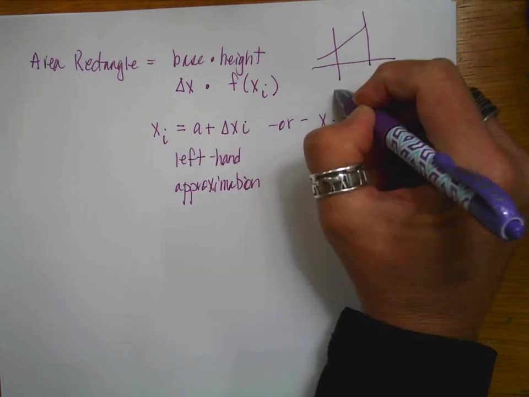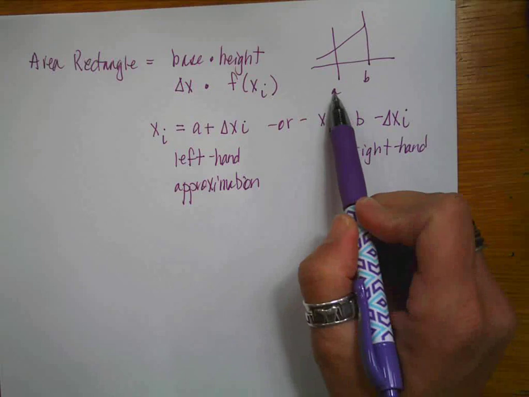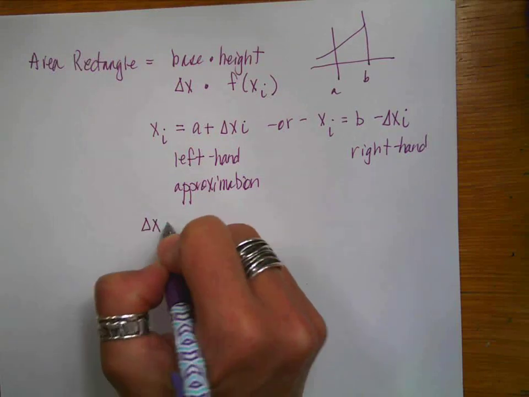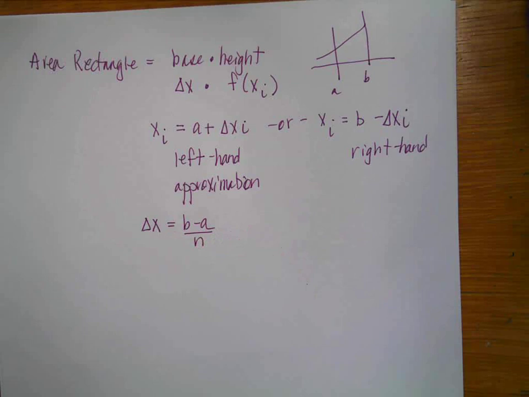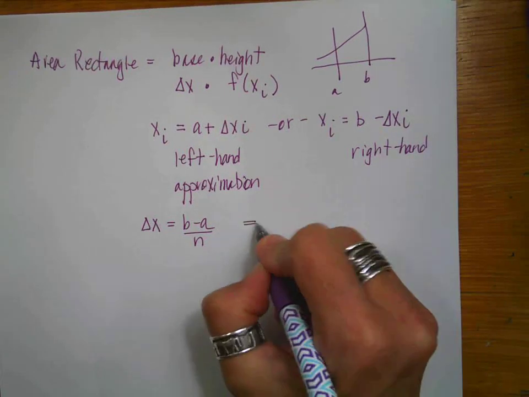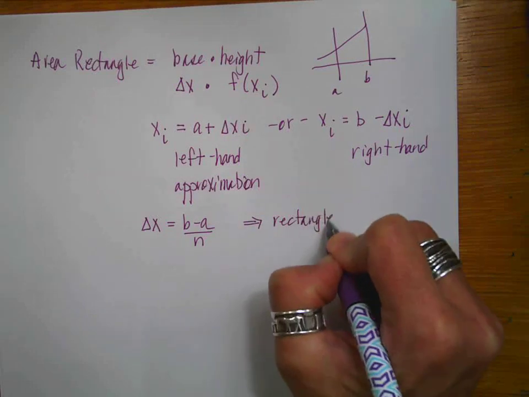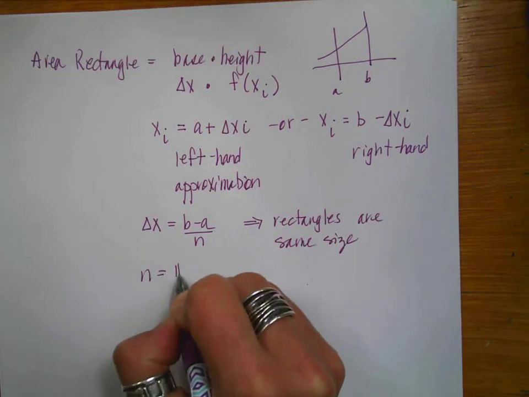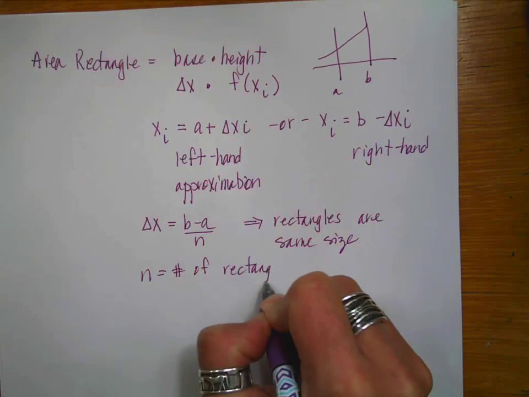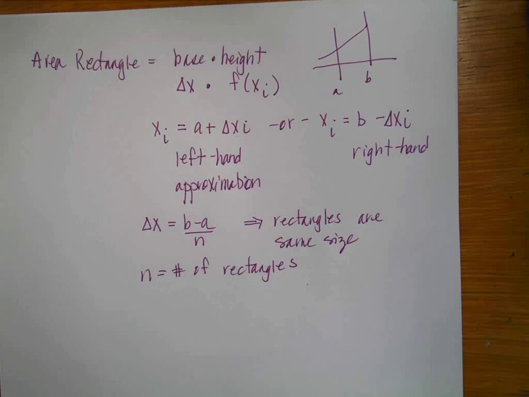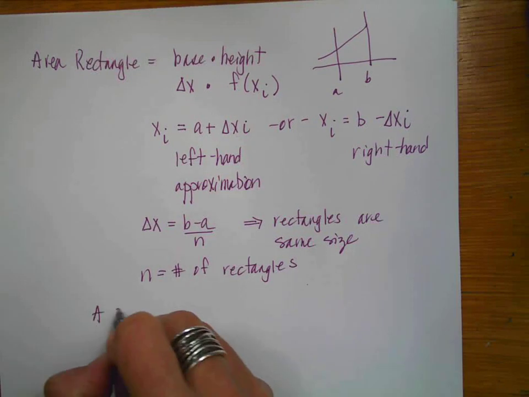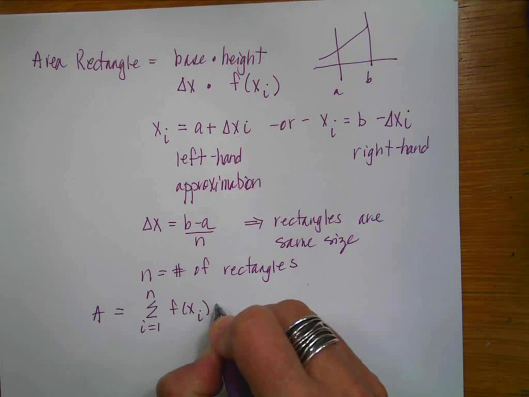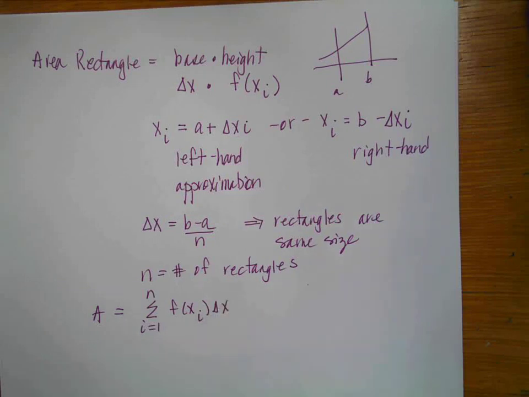And if you'll think about when I had my intervals, so here was my curve, and we're trying to calculate the area from a to b, it's going to either be a plus, which is left, or b minus, which is right. My delta x is going to be b minus a divided by n, okay? And that's going to be if all of my rectangles are the same size. And then n is going to be the number of rectangles. Okay, so those are going to be the variables as we process through. And then my area is going to equal the sum from i equals 1 to n of f of x sub i times delta x.